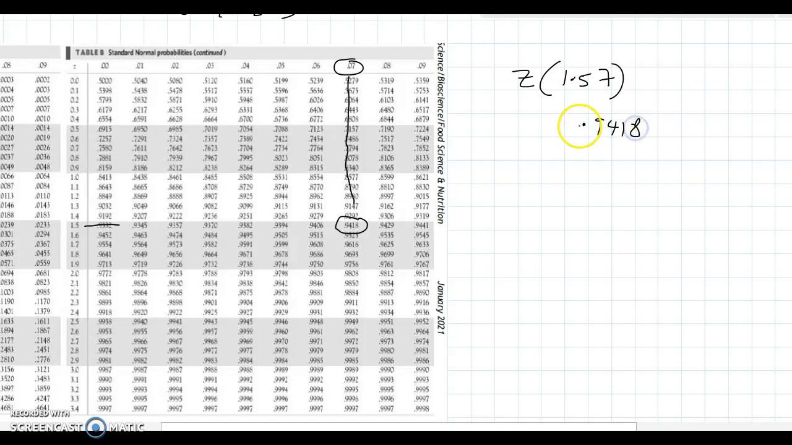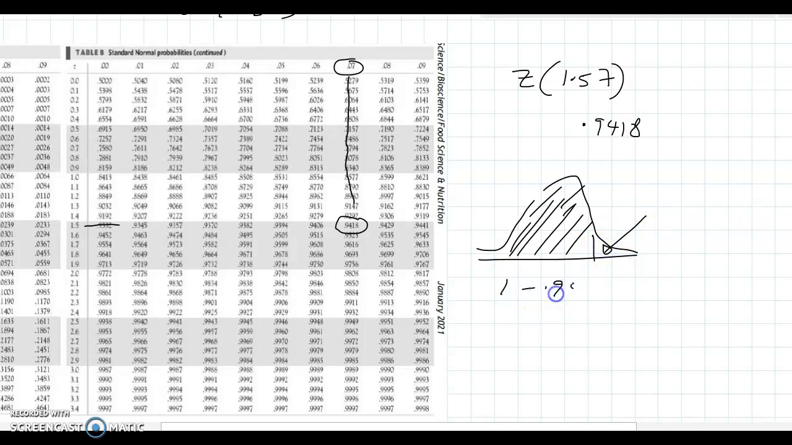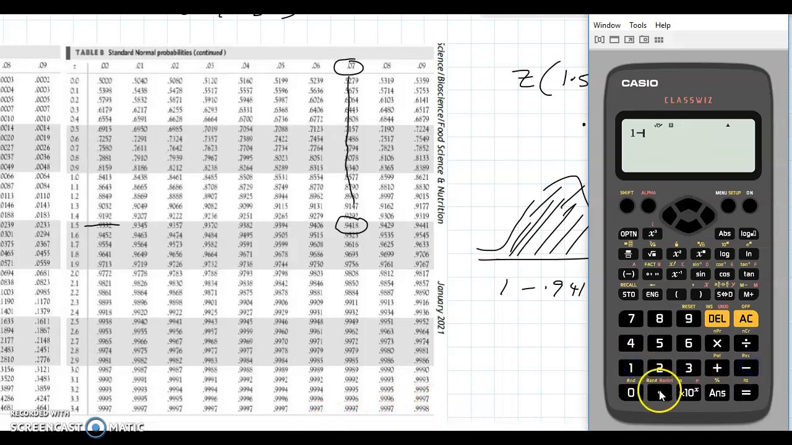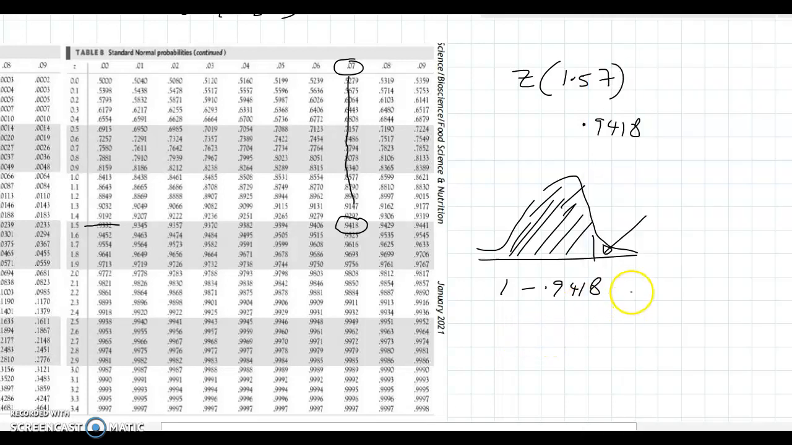Now, if you look at your tables in your exam sheet, this actually refers to the area behind, right? So the area we were more interested in is going to be 1 minus 0.9418, and that gives us 0.0582.